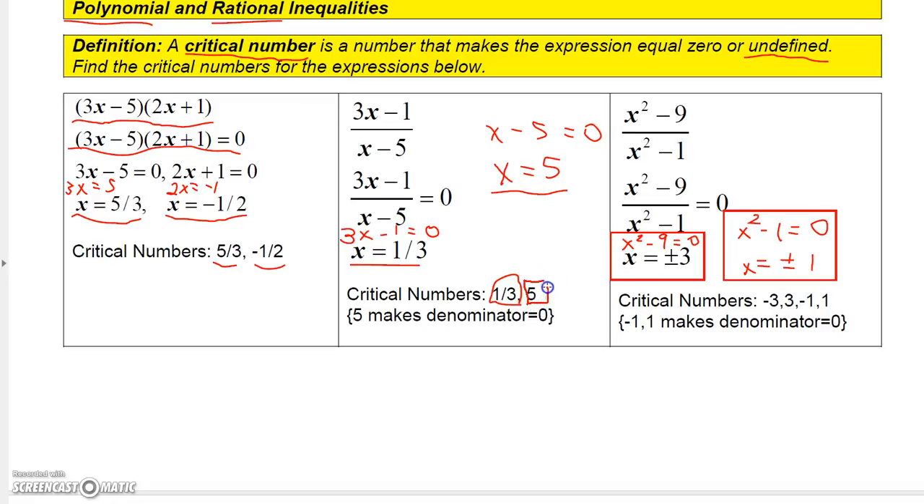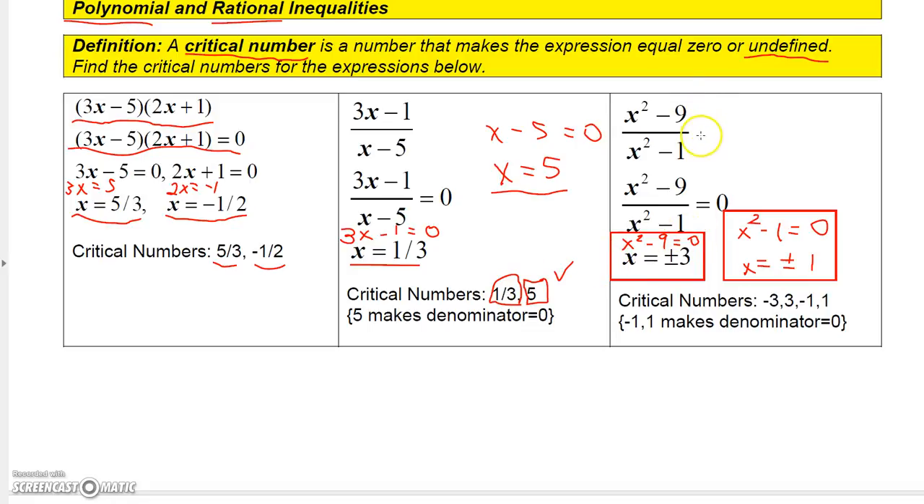Now when I say this, make sure you realize that by definition x equals 5 is a critical number, but also know that the domain of this expression does not include x equals 5. So just because 5 is a critical number, it doesn't mean that it's in the domain. Remember, for your domain, you have to exclude values that make the denominator 0. So technically, by definition, these are both critical numbers, but one's a critical number because it makes the expression equal 0. The other's a critical number because it makes the expression undefined.